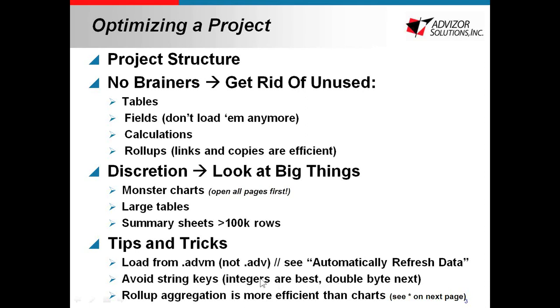Integers are best. Doubles are next best. So when we're keying across the tables, integers will take less RAM, and the response time will be much faster. They're easier to key on. Double bytes will be next, and string keys are the slowest.